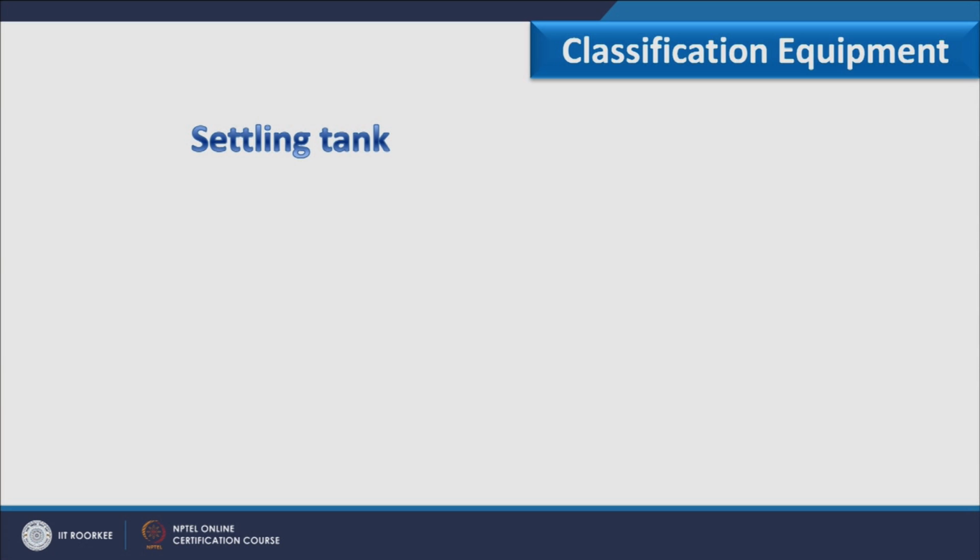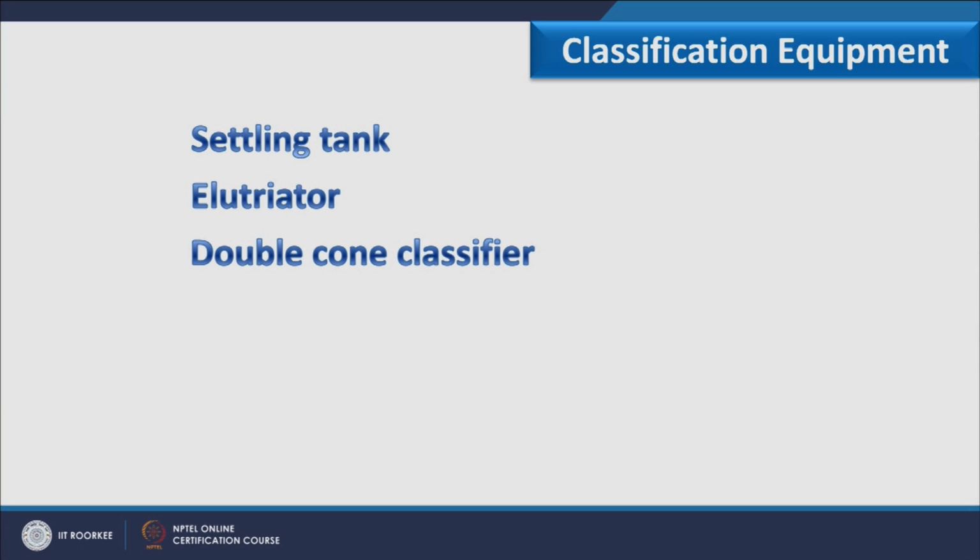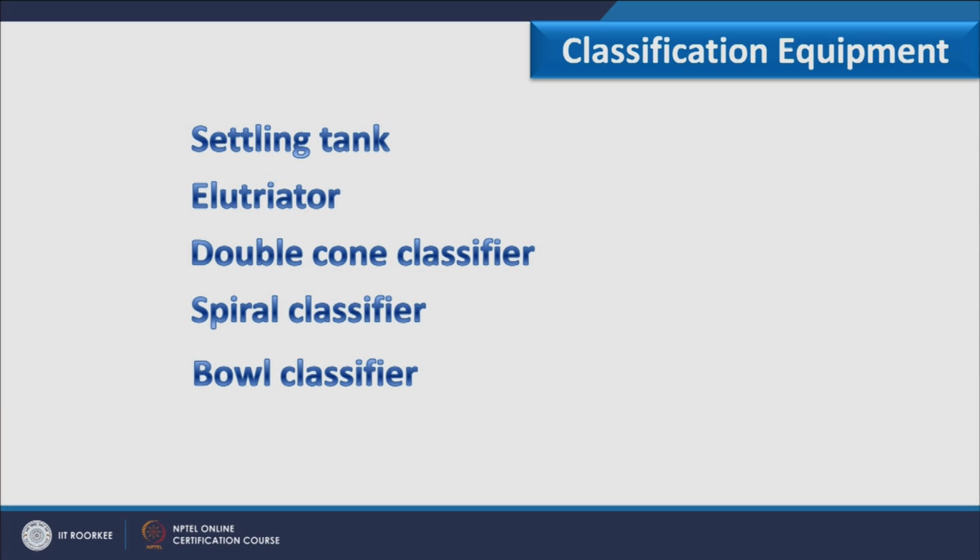Now, from here onward we will discuss some of the major equipment used in the industry for classification, and these are: first the settling tank, second the elutriator, then the double cone classifier, then the spiral classifier, and finally the bowl classifier. In subsequent slides we will discuss the working of this equipment one by one. Let us start with the settling tank.